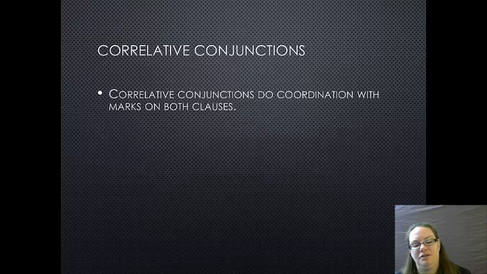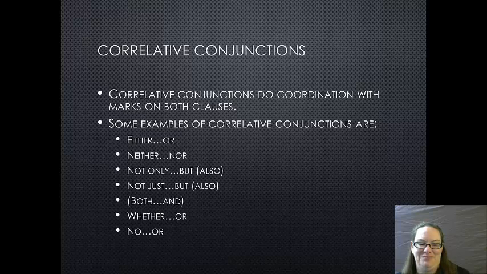Okay, there are some conjunctions that correlate things where we put marks on both clauses. We already saw the example of neither nor, but if you take a look, we have either or, not only blah blah blah, but also blah blah blah. Okay, these are ones where we mark both clauses.